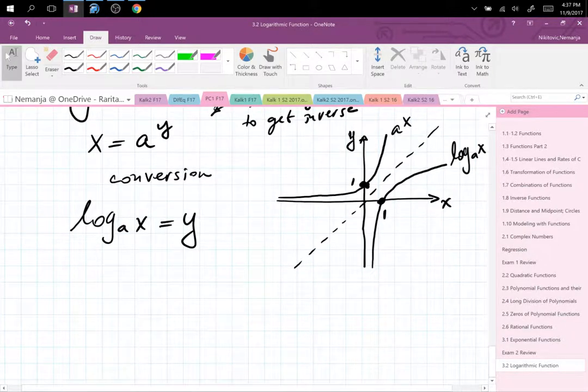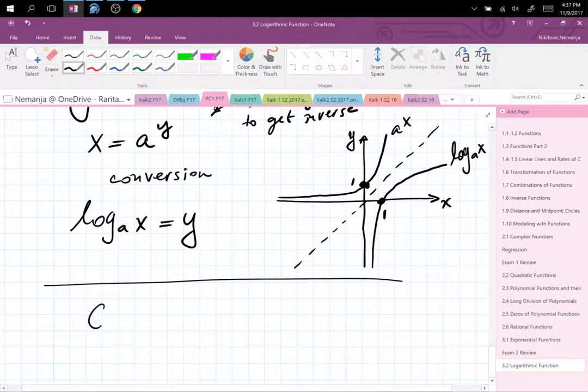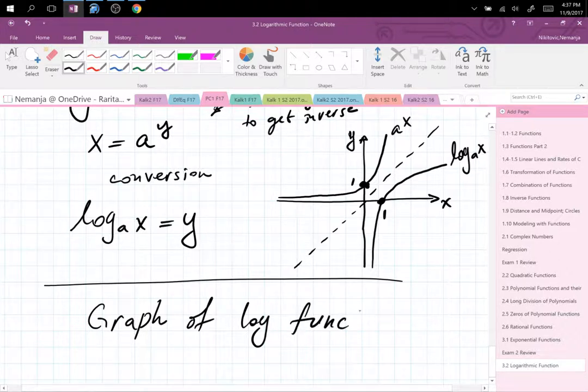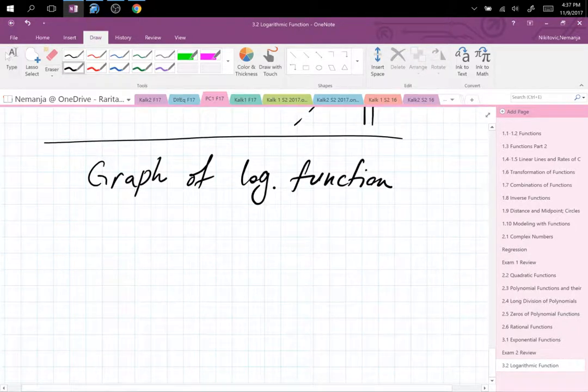So now, the graph of a log function, I mean logarithmic function, but there are way too many letters to spell it. The graph of logarithmic function looks like this.